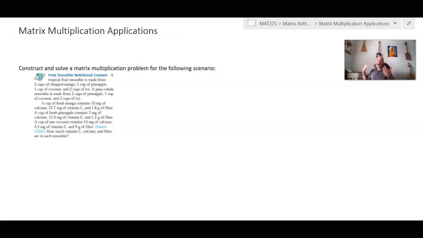Now that we have a sense of how matrix multiplication works, let's see how we can apply matrix multiplication in the real world. So in this first example, I'll show my thought process in terms of how I go about constructing a matrix multiplication problem for a scenario.